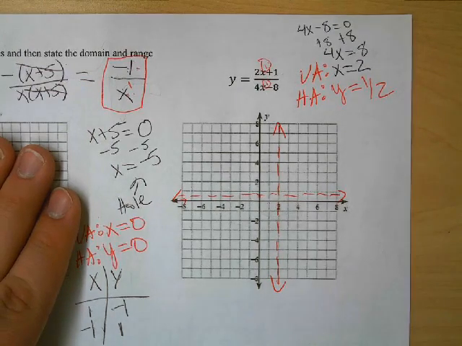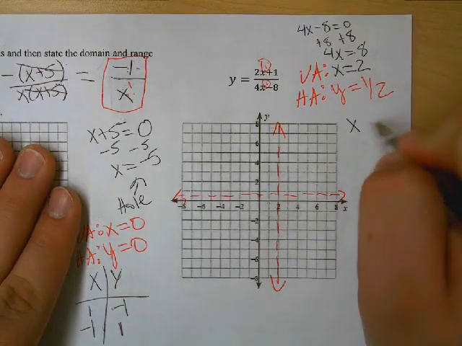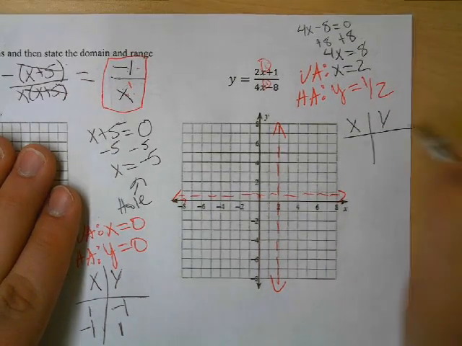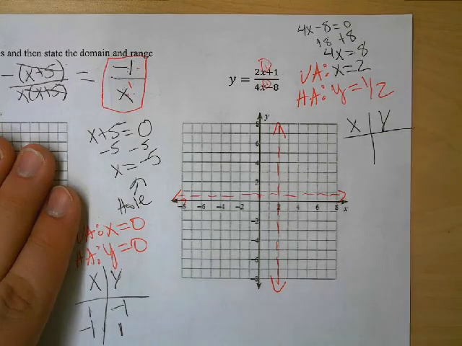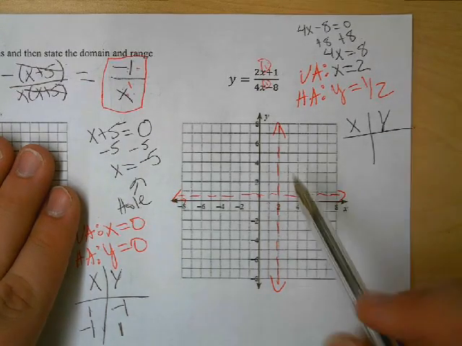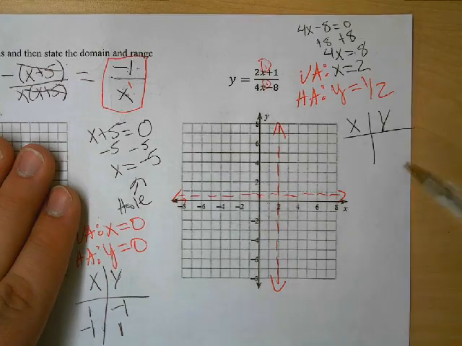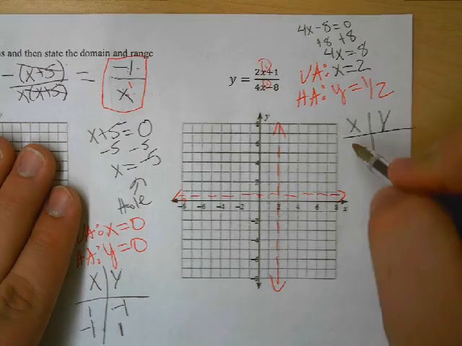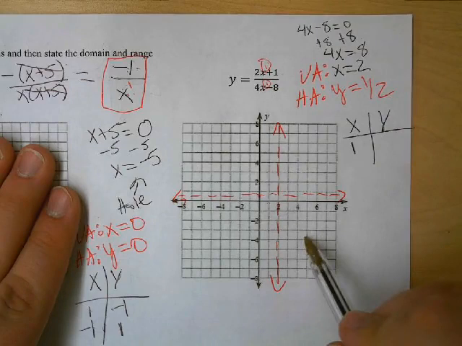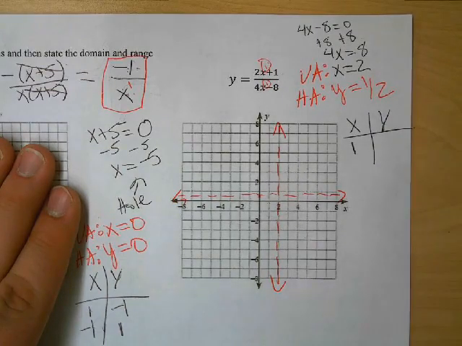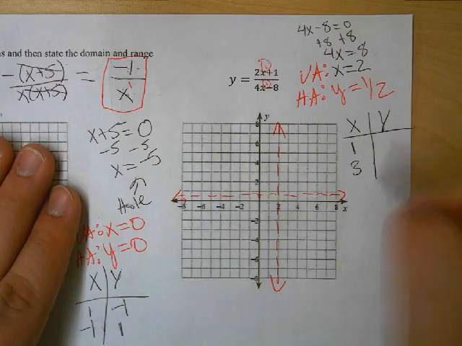All right. So now I can make an XY table. I have my horizontal and vertical asymptotes in place. So just make an XY table. So is there a point on the left side of the vertical asymptote that you guys want me to pick? 1. I can do that. And on the right side of my vertical asymptote, is there a point that you guys want me to pick? 3? Sounds good to me.